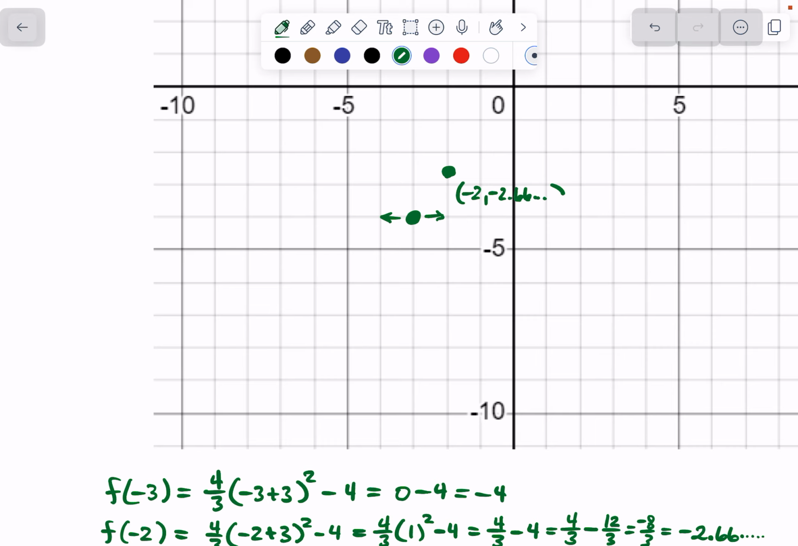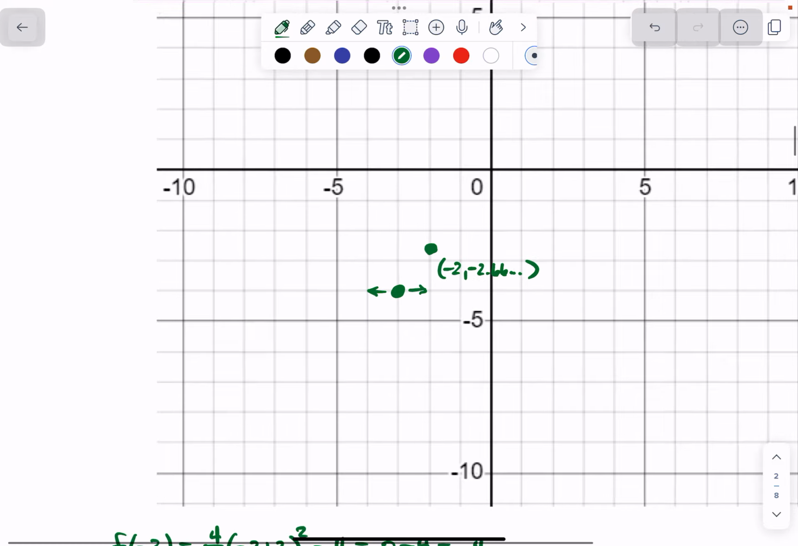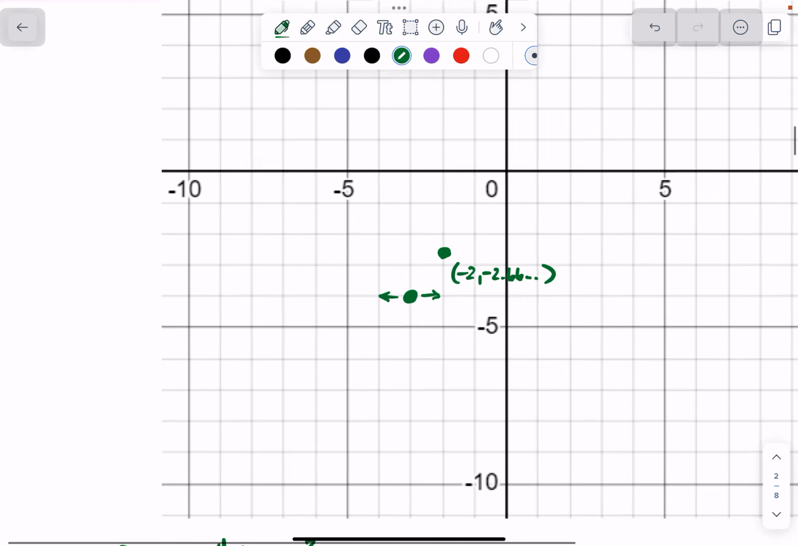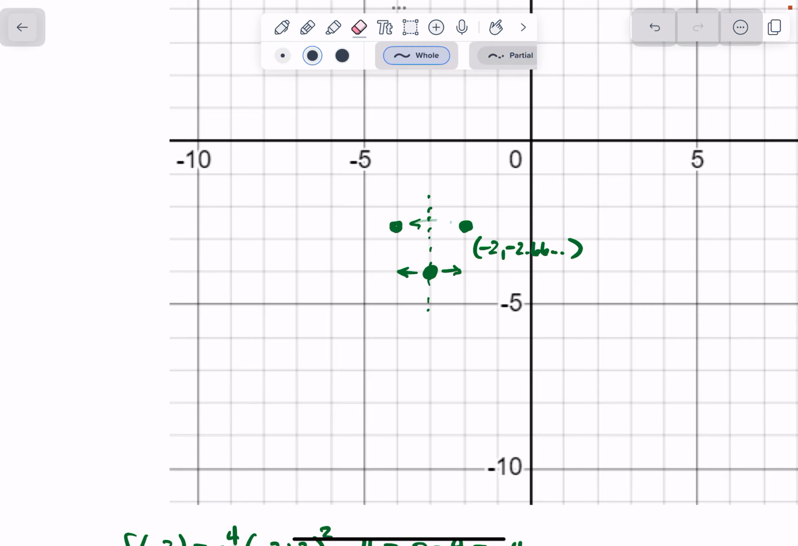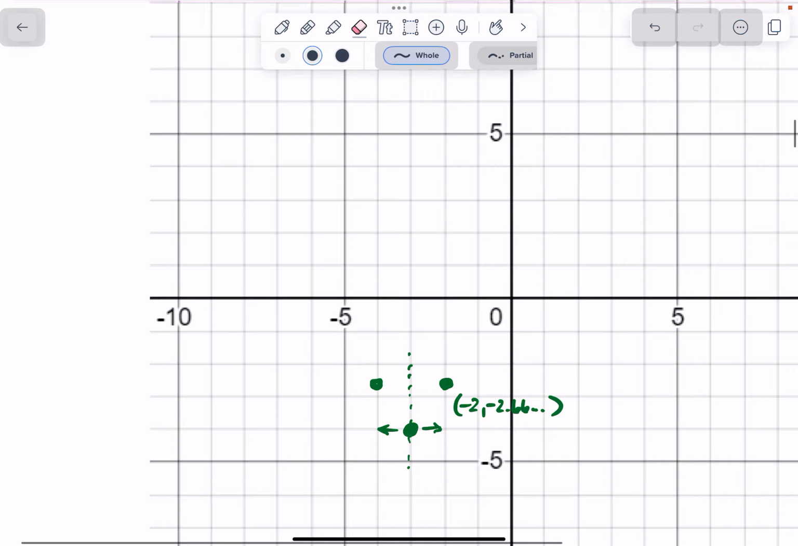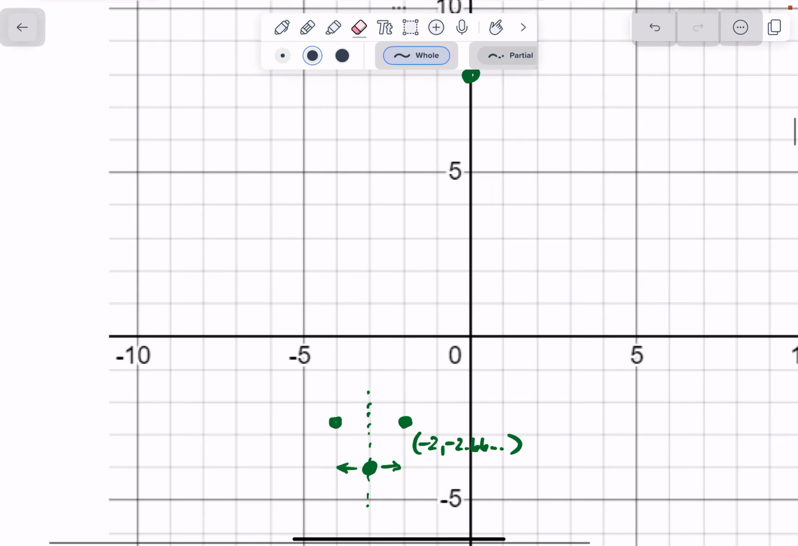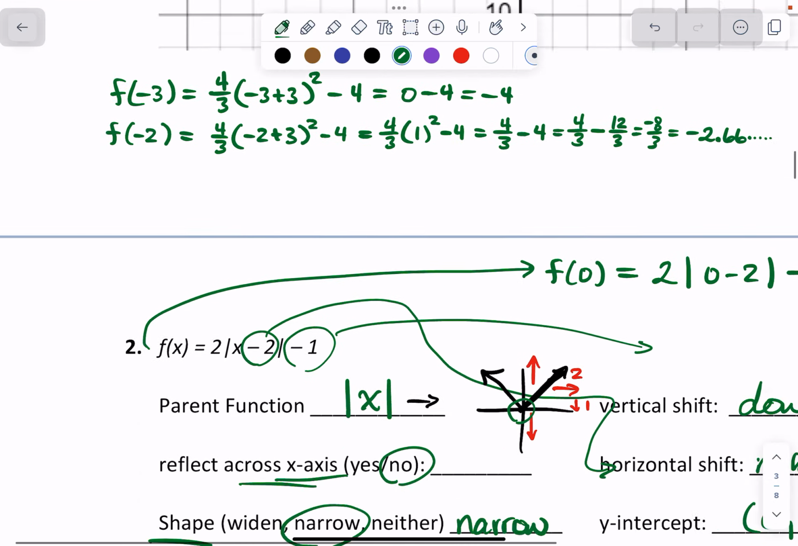-2.66 repeating. That's probably close enough, right? Now you might be looking ahead and saying, well, I think I kind of get the sense, if this is the vertex, then we already know there's another point hiding over here with the same y value. And you're right, that's true. So really, if we can find one more point, maybe at an x value of 1, we can get a really nice shape for this sketch.